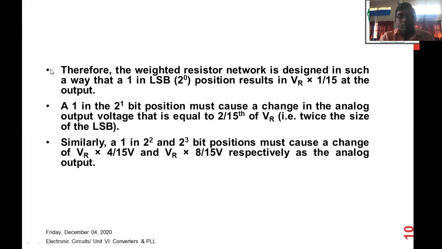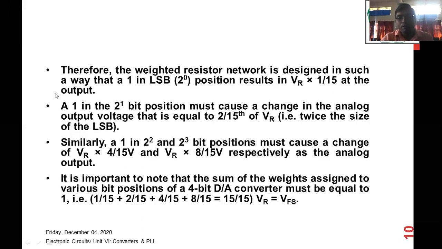You can say, depending upon the positions of the bit, your output voltage would change. So in the first position it is 1/15, in the second position it is 2/15, in the third position it is 2 raised to power 2/15, in the fourth position 2 raised to power 3/15. So in this way it would continue up to the nth bit position.